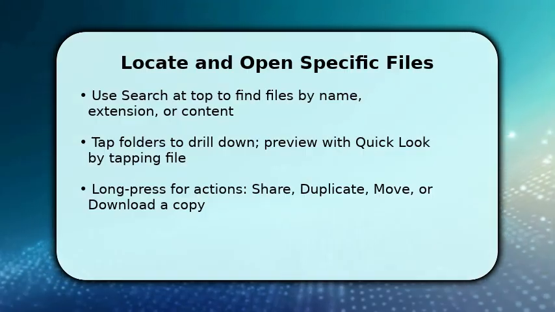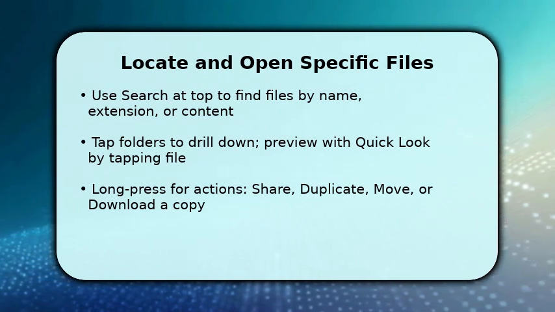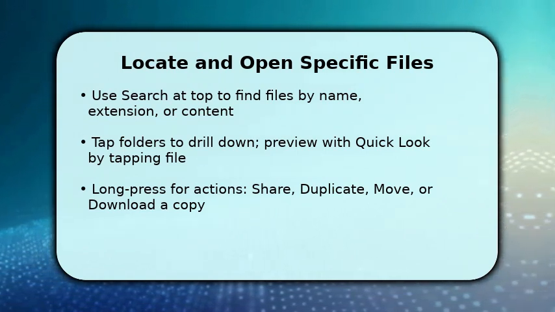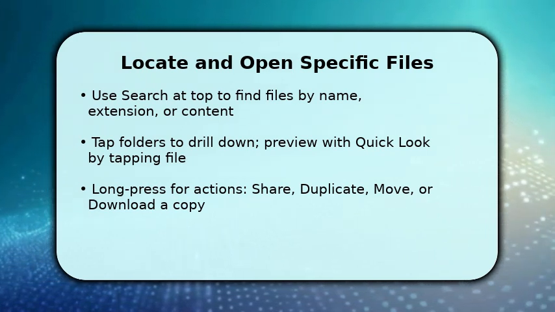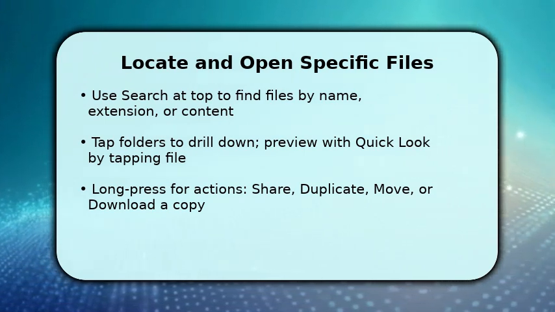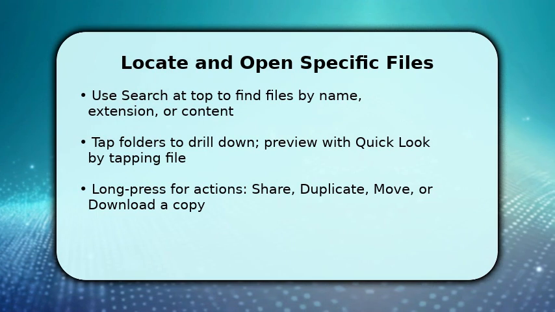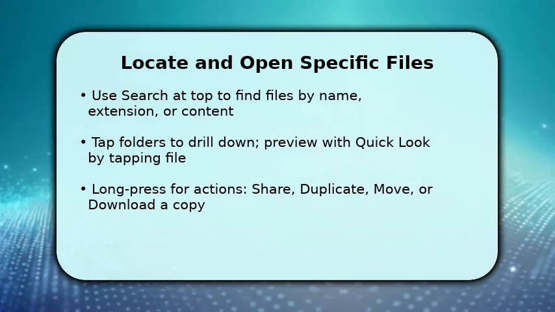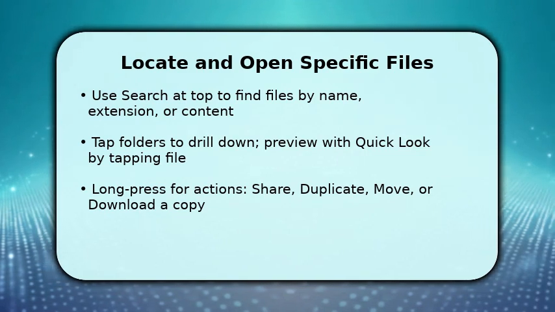You'll now locate the file you need. Use the search field to type a file name, extension, or phrase and filter results quickly. Once you see the file, tap it to open the native preview with Quick Look. This shows content without changing the original. Make sure to long press any item to reveal actions like share, duplicate, move, or download a local copy. These let you extract, send, or relocate files easily while preserving iCloud sync.